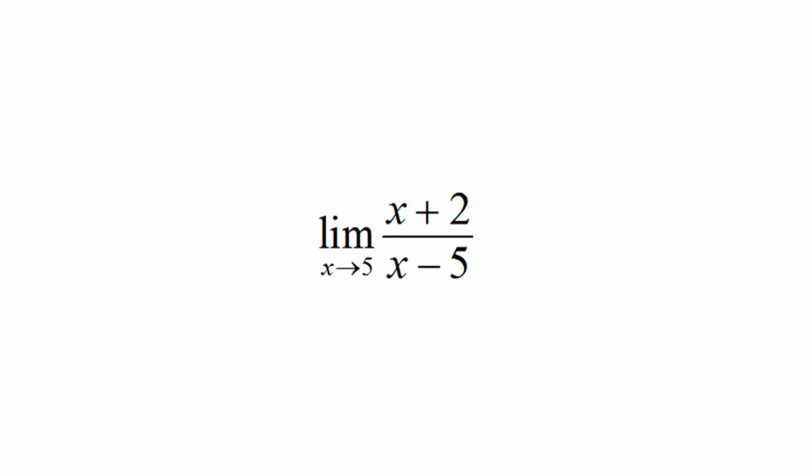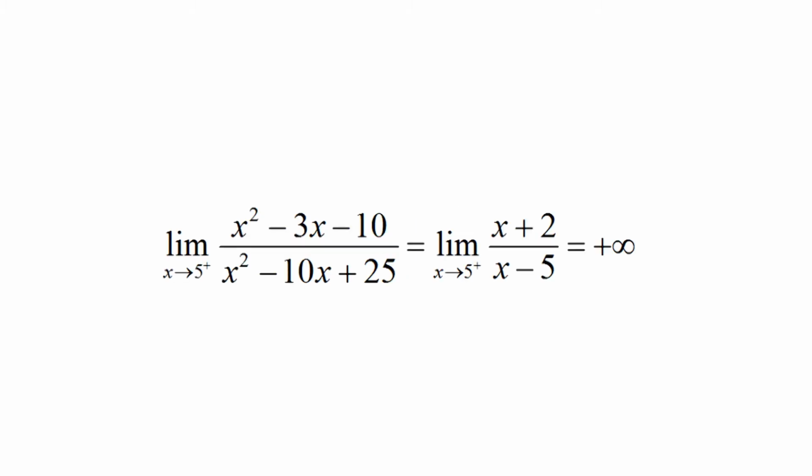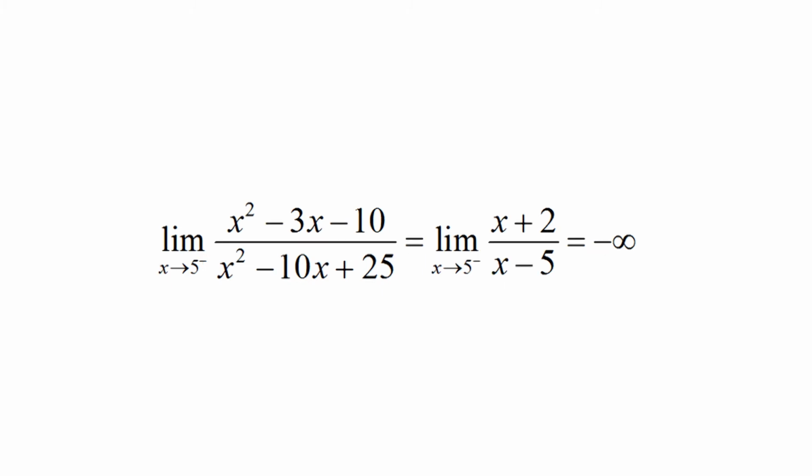It can be seen that the limit of (x square minus 3x minus 10) upon (x square minus 10x plus 25) as x approaches 5 from the right, which equals the limit of (x plus 2) upon (x minus 5) as x approaches 5 from the right, is positive infinity. And the limit of (x square minus 3x minus 10) upon (x square minus 10x plus 25) as x approaches 5 from the left, which equals the limit of (x plus 2) upon (x minus 5) as x approaches 5 from the left, is negative infinity.